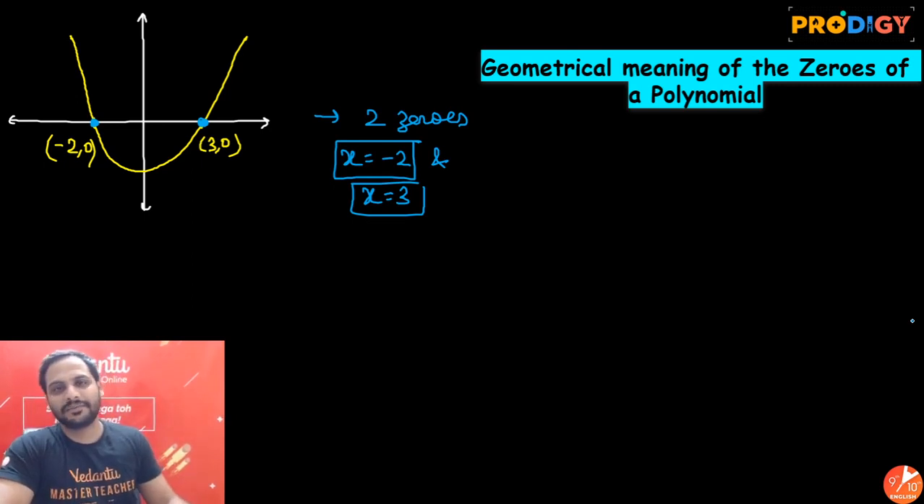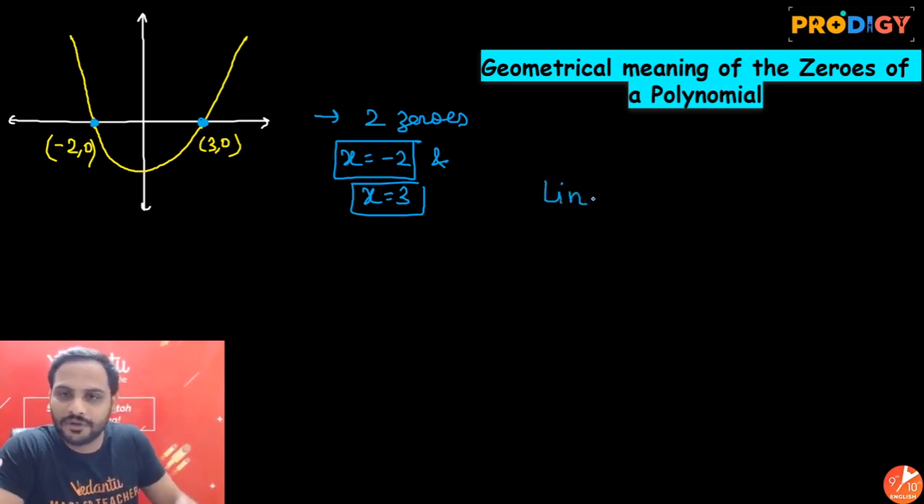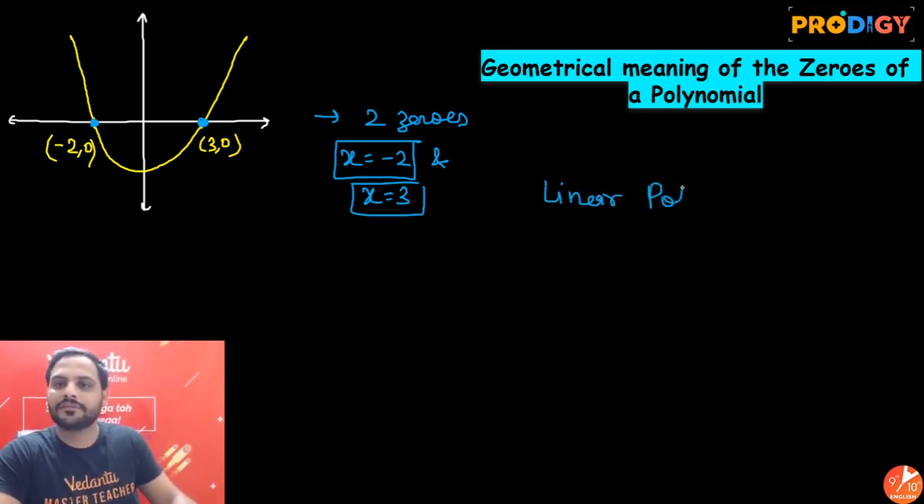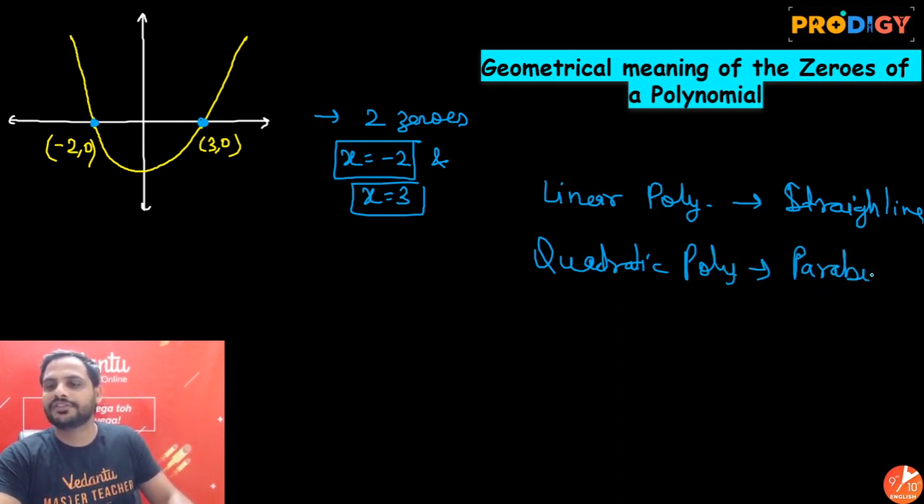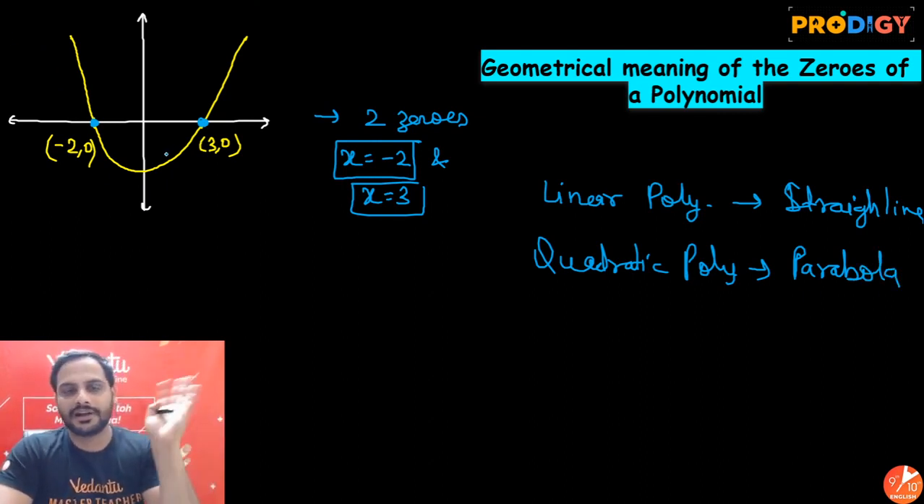All right, okay beta. So please remember this thing. For a linear polynomial, the graph is a straight line. And for a quadratic polynomial, the graph is a parabola. And which shape is a parabola? Do you know? This U shape is called a parabola. So for a quadratic polynomial, the graph is a parabola.